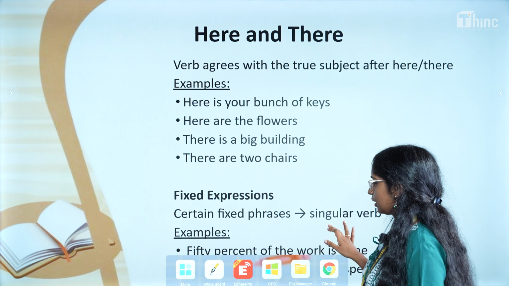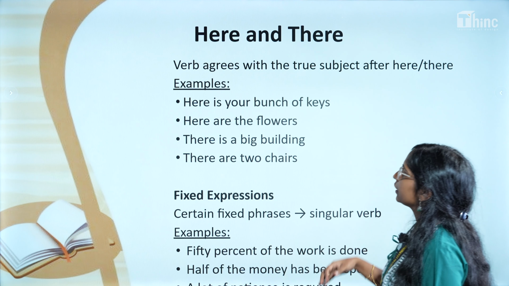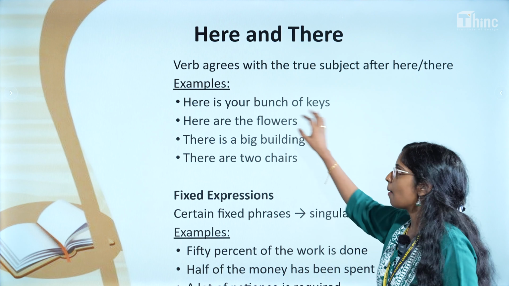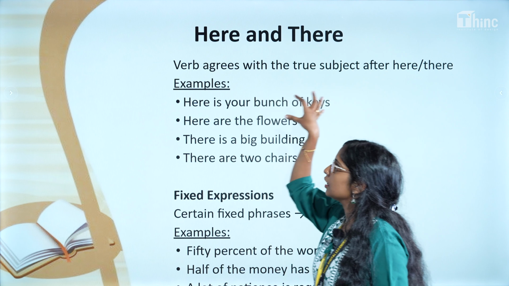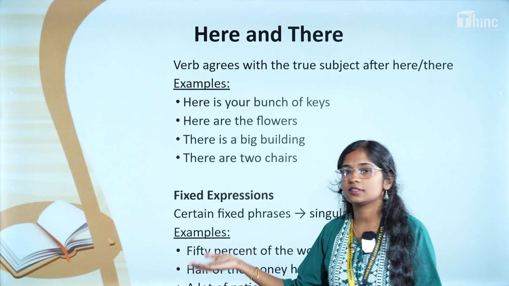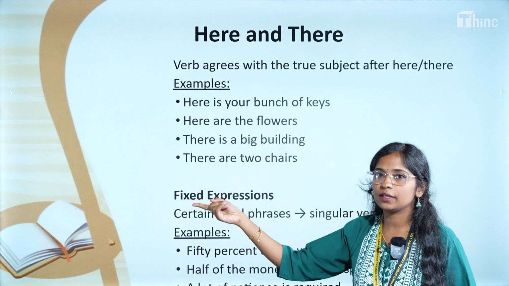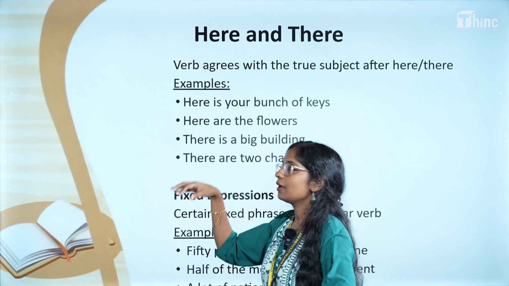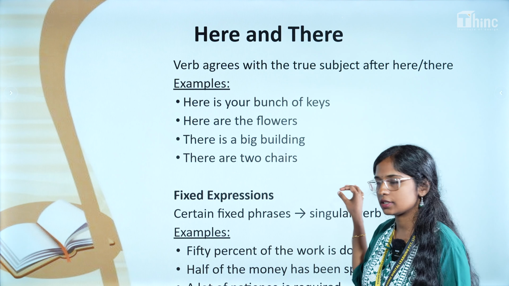Next, here and there. When we use here and there, we have to look at the subject which follows it. The verb agrees with the subject after here and there. Here is your bunch of keys. Bunch of keys, not keys, bunch of keys. Singular subject. So we use here is. Here are the flowers. Flowers, plural subject. So we use are. There is a big building. There are 2 chairs. So in sentences like this, when we use here and there, we have to agree with the subject which follows it.